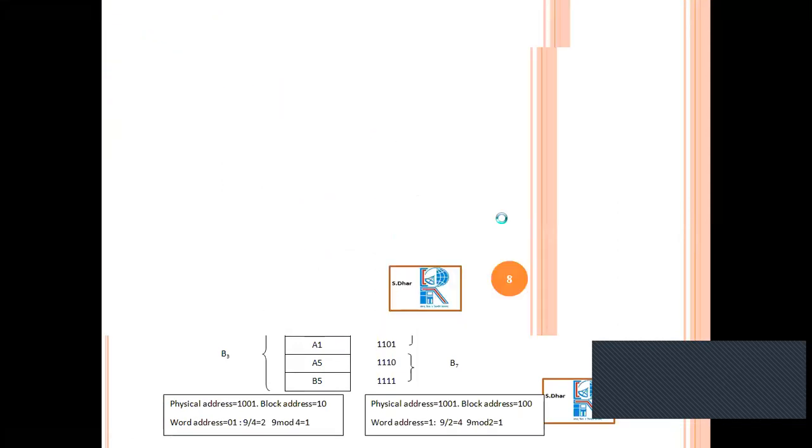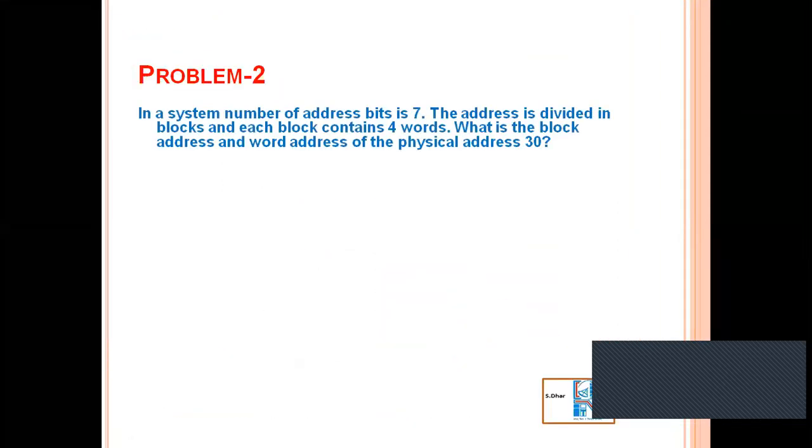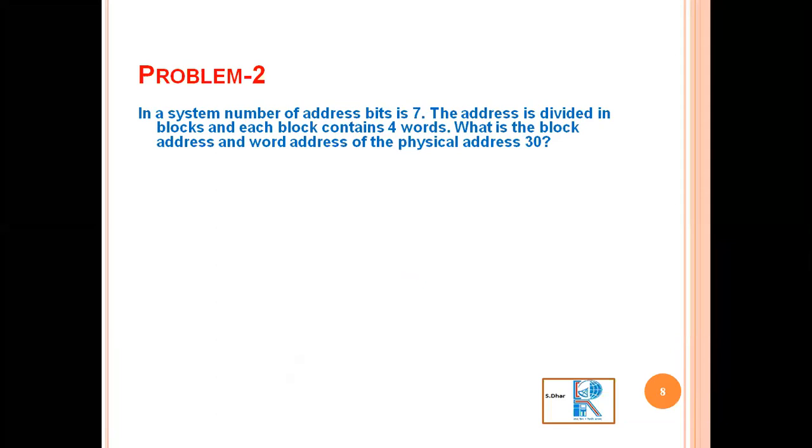Now see the next 2 problems I will show. First problem: in a system, the number of address bits is 7. The address is divided into blocks and each block contains 4 words. What is the block address and word address of the physical address 30? This is the question. That means the system has 2 to the power 7 addresses and the physical address is 30. So first we have to do solution 1.